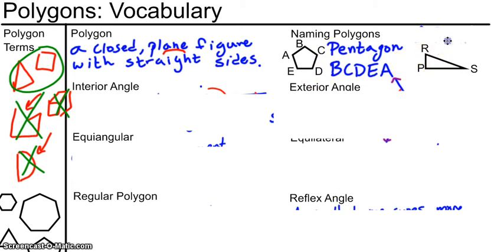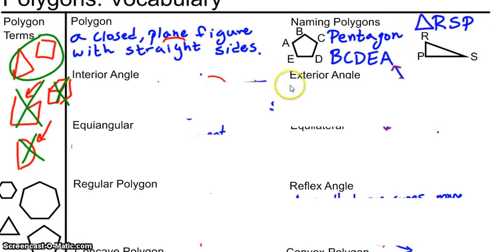For a triangle, it's basically the same. We should have one slight change. We're allowed to use this little triangle symbol for a triangle. So this would be triangle RSP, and we could have called it triangle RPS or triangle PSR. As long as you've got 3 vertices going around the outside, the little triangle symbol in the front, you're okay.